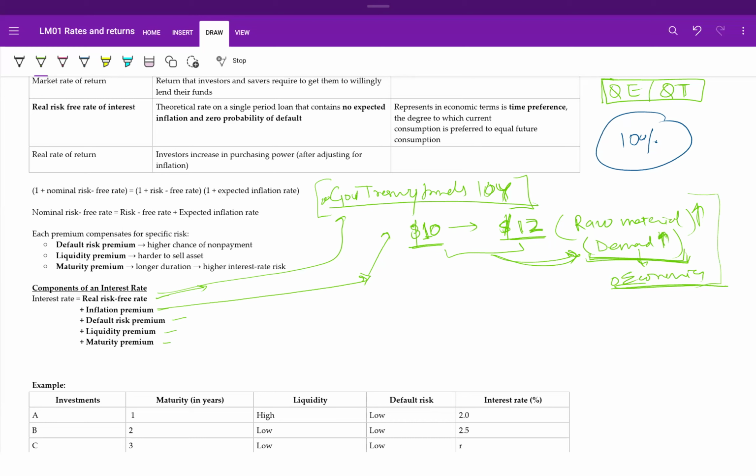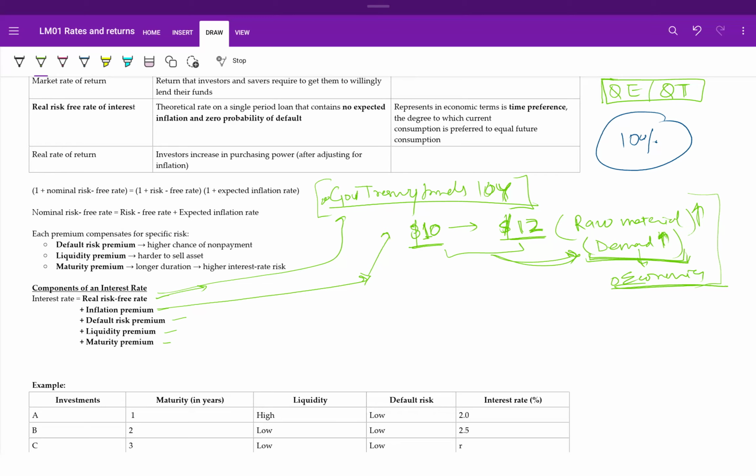So inflation, this is what actually drives the inflation. Then we talk about a default risk premium. When we add the default risk premium, this is an additional premium that investors require because of the risk of default.